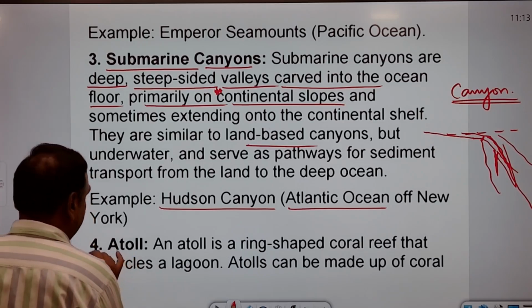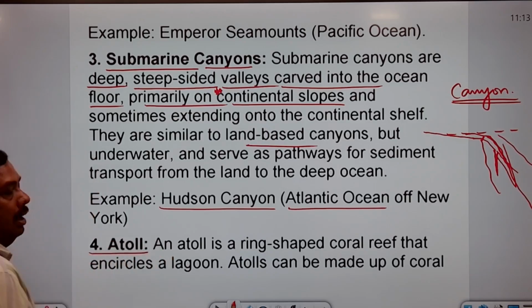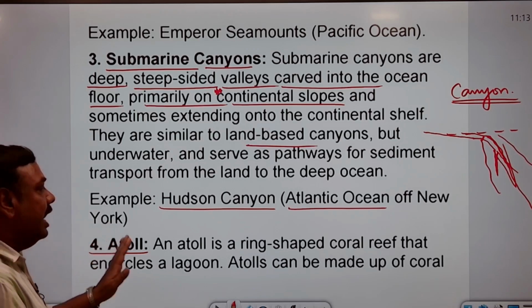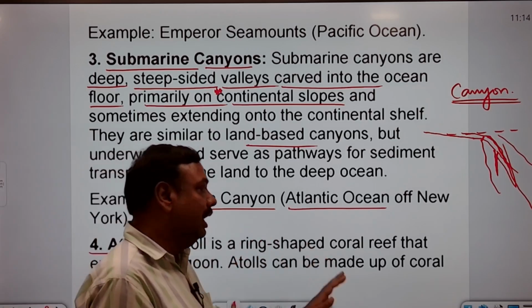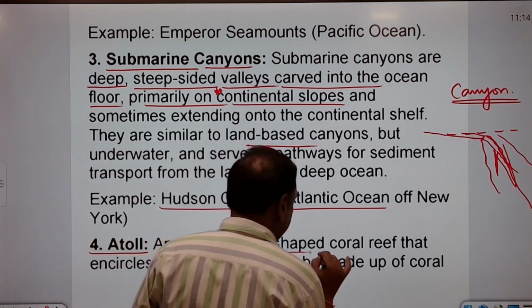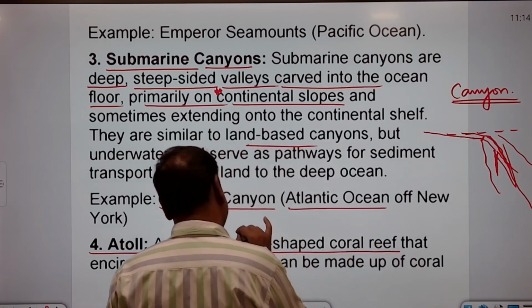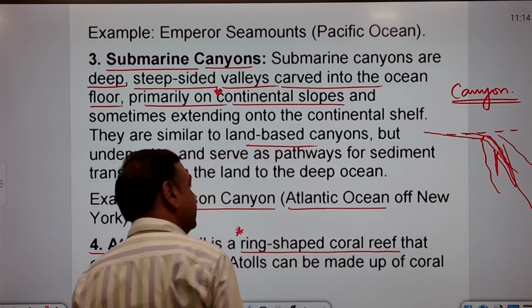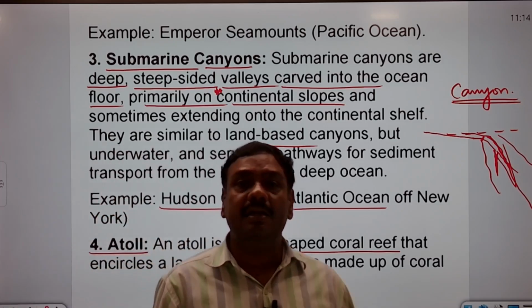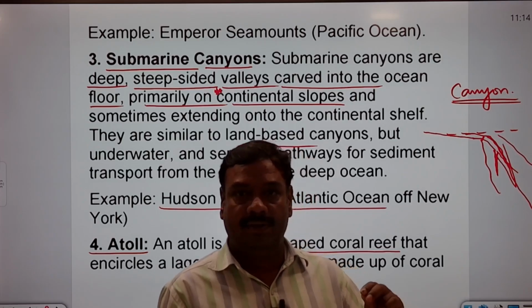This fourth minor relief feature has been called as atoll. What is this atoll? An atoll is a ring-shaped coral reef. First of all, here you must remember this thing, ring-shaped coral reef. This is the first point you must remember here. What is that? It is the ring-shaped coral reef, right?